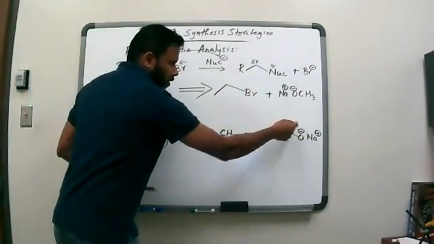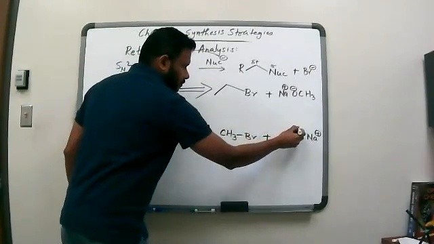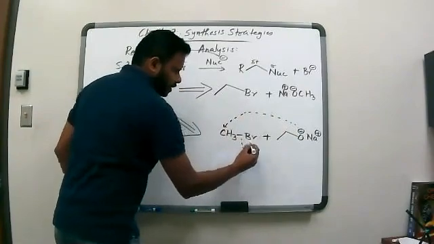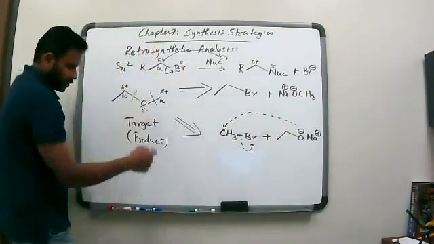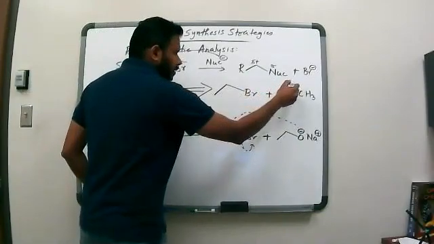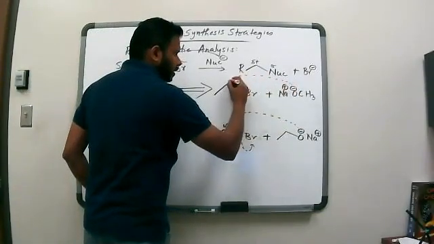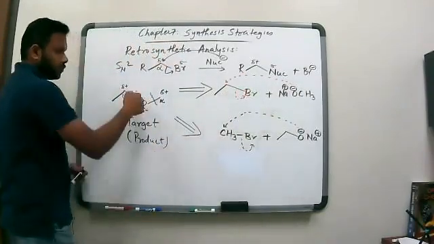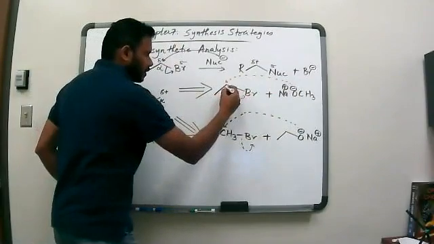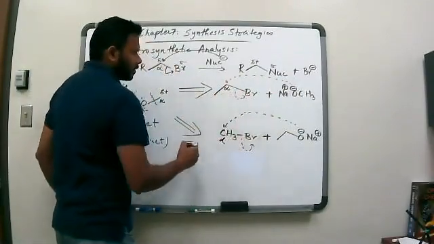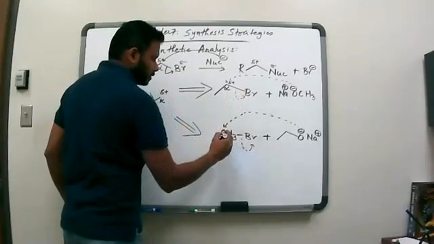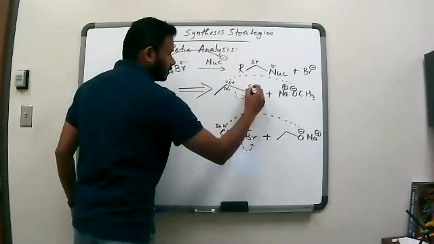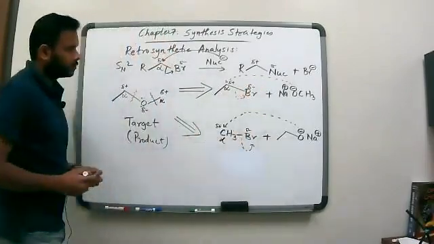The O minus here could come and attack the methyl group. The bromine would get kicked out, and that would give us this product. Or the O minus from the methoxide could come and attack that alpha carbon, and the bromide would get kicked out, and it would still give us the same product. So this is our alpha carbon, this is our alpha carbon, this is del positive, this is also del positive, and the bromine is del negative here.